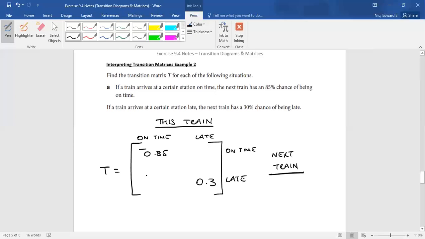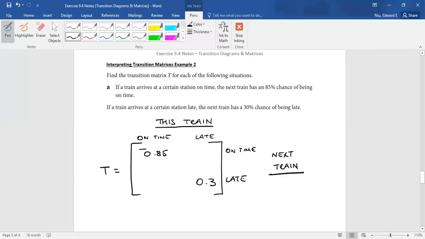Okay, so we've got the T equals from up above. We draw our matrix bracket, and the topic is this current train, and then the side panel will be the next train. So the axis up top is always going to be the present, and the axis on the side is always going to be the next time frame. And we're dealing with situations where the train is on time and when the train is late.